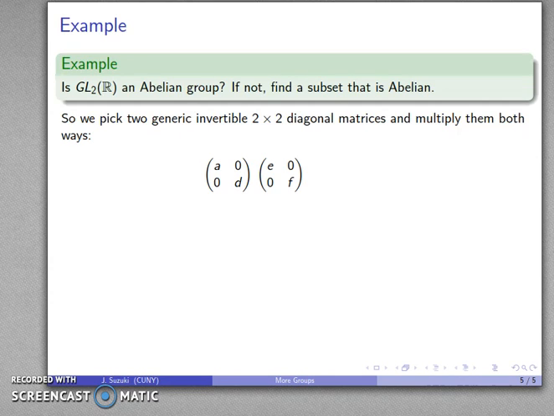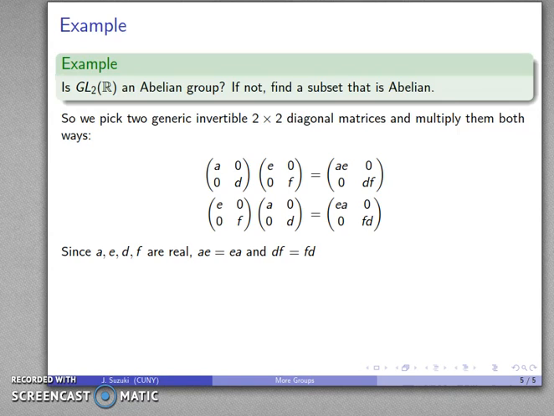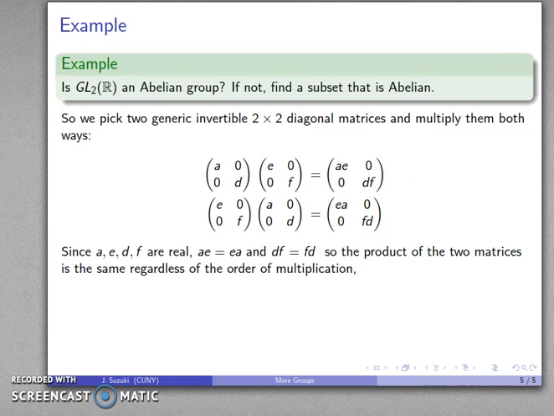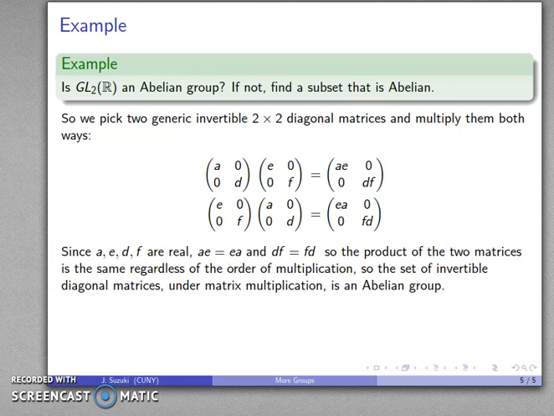And here's another one. And when I multiply them, I get this product. If I swap the order, I get this product. And since A, E, D, and F are real numbers, then AE and EA are the same. DF and FD are the same, so these two products are going to be the same. And so the product of the two matrices is the same regardless of the order of multiplication, and so the set of invertible diagonal matrices under matrix multiplication does give us an abelian group.